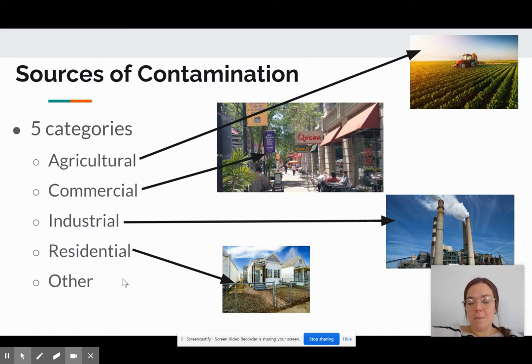So there are contaminations that could come through agricultural means, so from farms. There are commercial contaminants. Those are contaminants that would come from businesses where you can receive or buy a good or a service. There are industrial contaminants, and those are ones that come from factories. And then there are residential contaminants, and those are ones that come from places that you live. Other stuff kind of fits into this other.